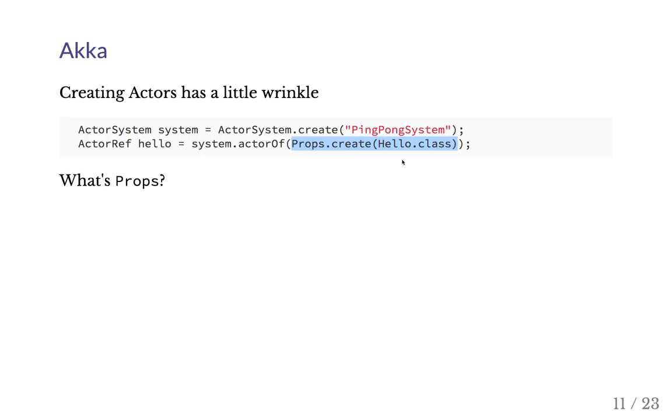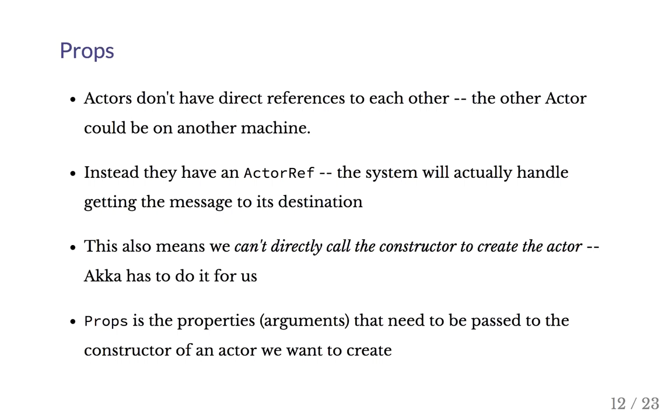You ask Akka to do it for you. And so you have to say, Akka, I would like an actor of the Hello class. And this props object contains what class you want it to instantiate, but it also contains the list of constructor parameters you want to pass. Akka has to be able to call the constructor for whatever class you're trying to instantiate, and so somehow you have to give it the parameters to pass into that constructor.